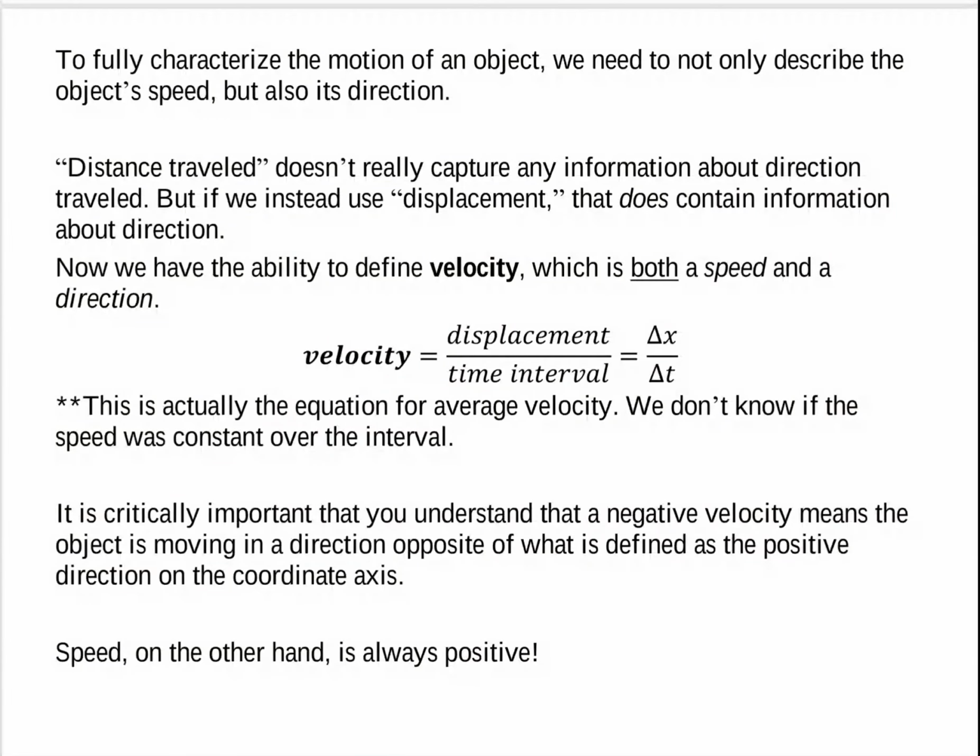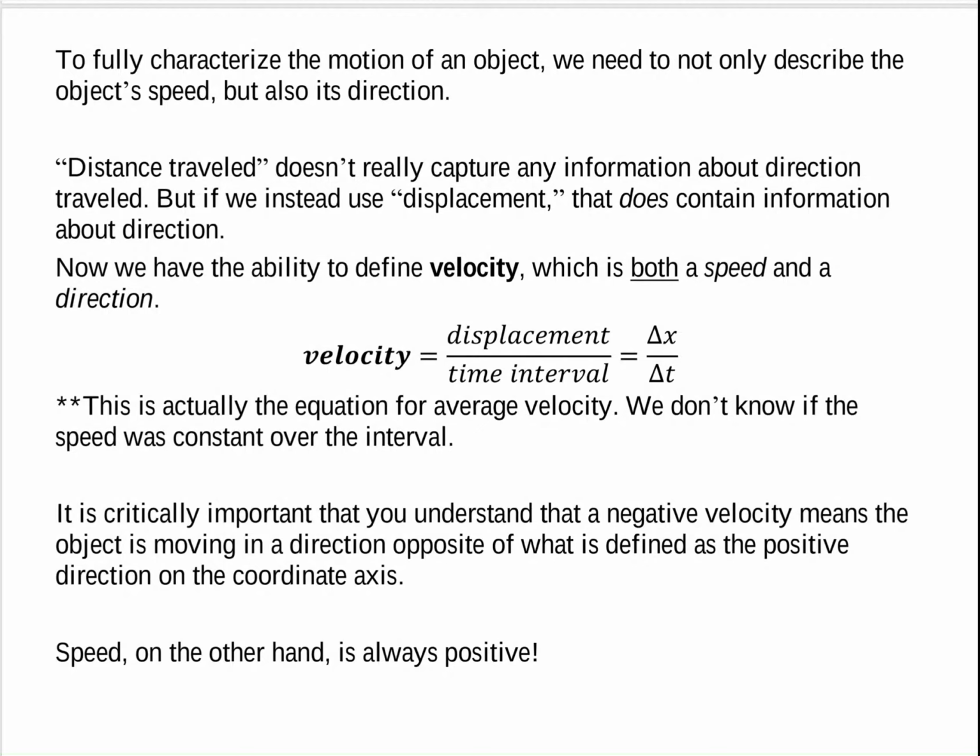All right, to fully characterize the motion of the object, we're going to not only describe the object's speed, but also the direction. So in that last example, we had one bike going one way, the other bike going the other way. So we need to talk about not just the speed, but the direction. The distance traveled doesn't really capture any information about the direction traveled, okay? But if we instead use displacement, that does contain information about direction.